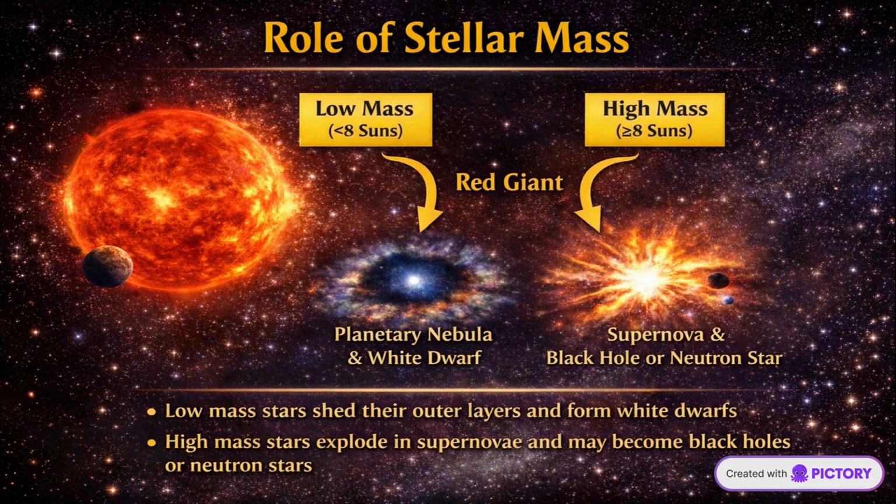Now, an important question arises. Do all stars evolve in the same way? The answer is no. A star's mass determines its fate. Low-mass stars evolve into planetary nebulae and finally become white dwarfs. High-mass stars, on the other hand, end their lives in powerful supernova explosions and may form neutron stars or black holes. Thus, stellar mass is the key factor controlling stellar evolution.